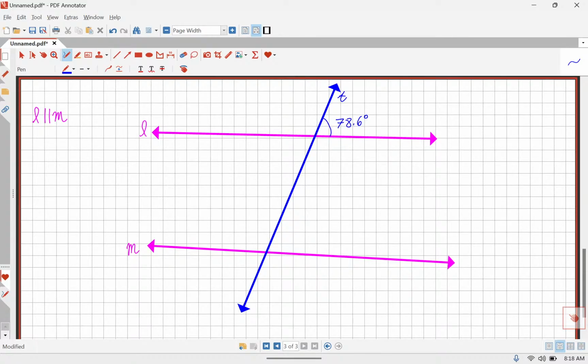Ooh, look at that, Jace. Jace went straight for the alternate exterior angles. Oh, so did Yvonne. That's really cool. Some people are doing this a little bit differently. Now, what about the other ones? Beautiful. Very good. Going straight for the corresponding angles.